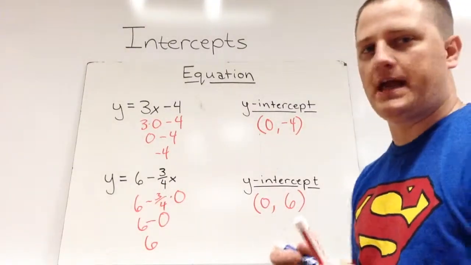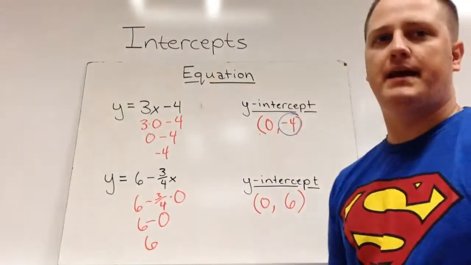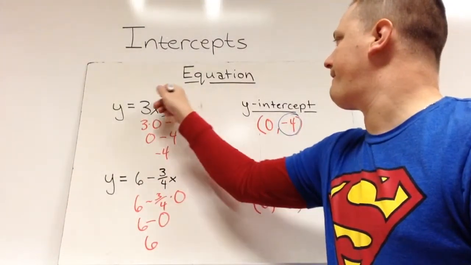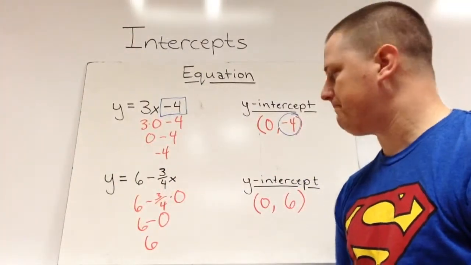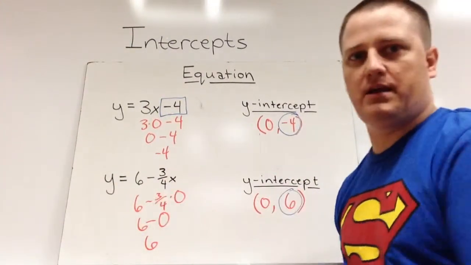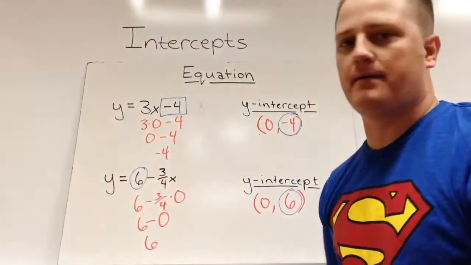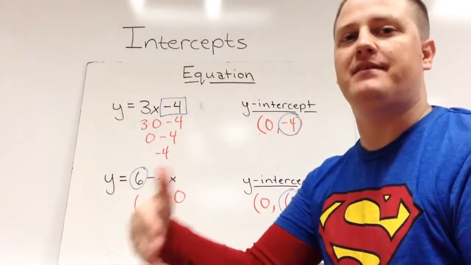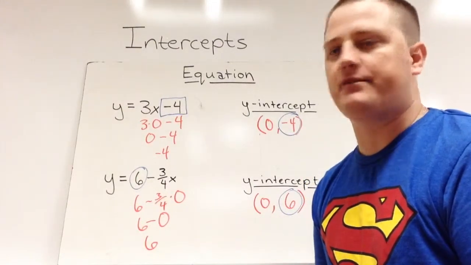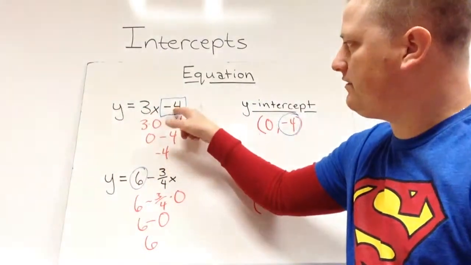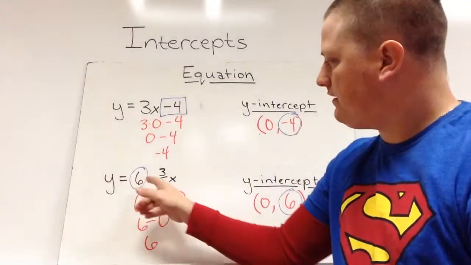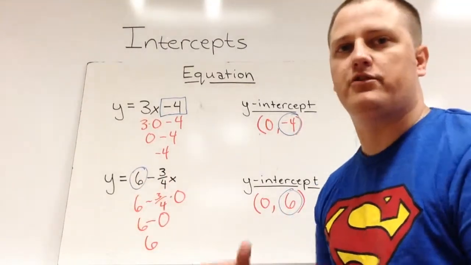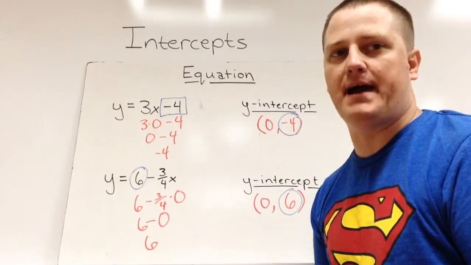Now what I want you guys to look at is that negative 4. Is it anywhere in the equation? It's right there. This positive 6 isn't anywhere in the equation. It's right here. The y-intercept in an equation that looks like this is the number that's not being multiplied by x. Notice 3 is being multiplied by x, negative 4 is not. Negative 3/4 is being multiplied by x, positive 6 is not. So it's the number that's not being multiplied by x.